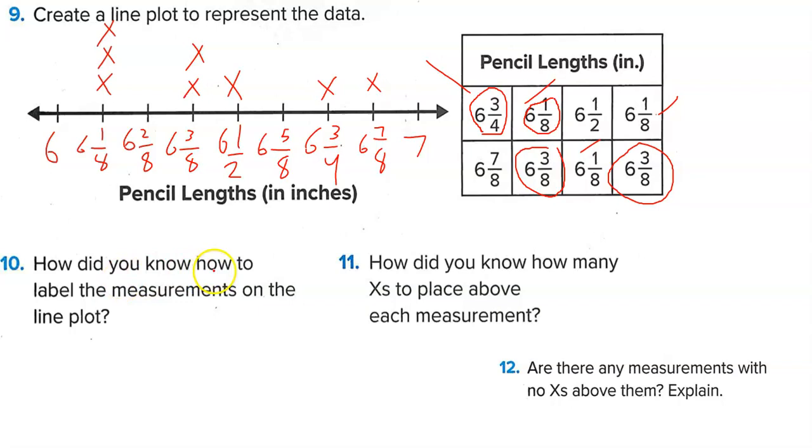Now how did you know to label the measurements? كيف عرفت انه انت تحط الارقام والقياسات تحت؟ لاحظت انه كلهم denominator is 8، يعني المقام هو 8. So most values are in 8s.